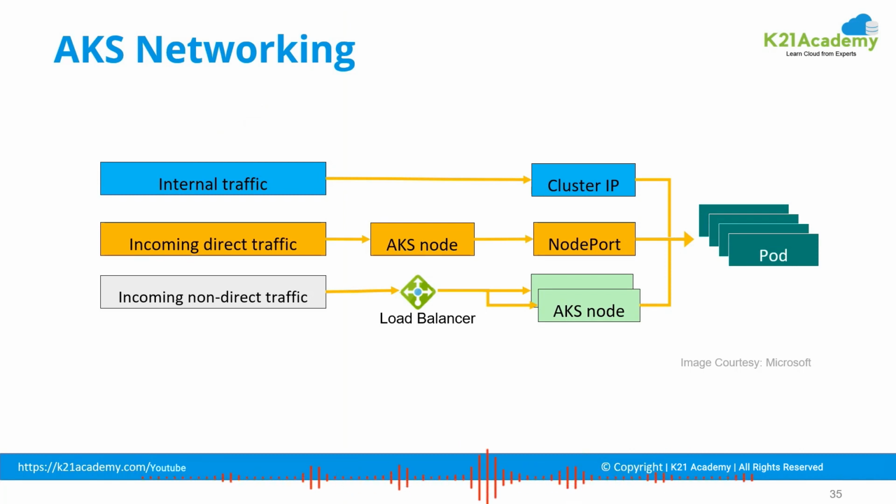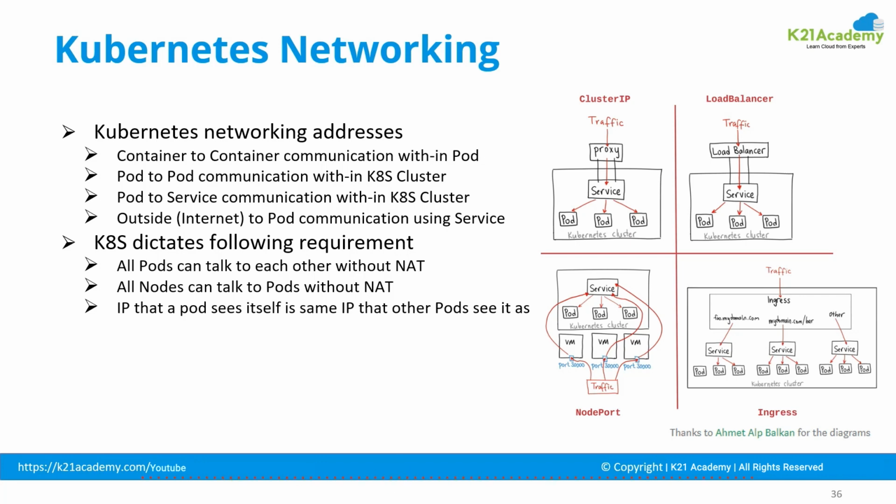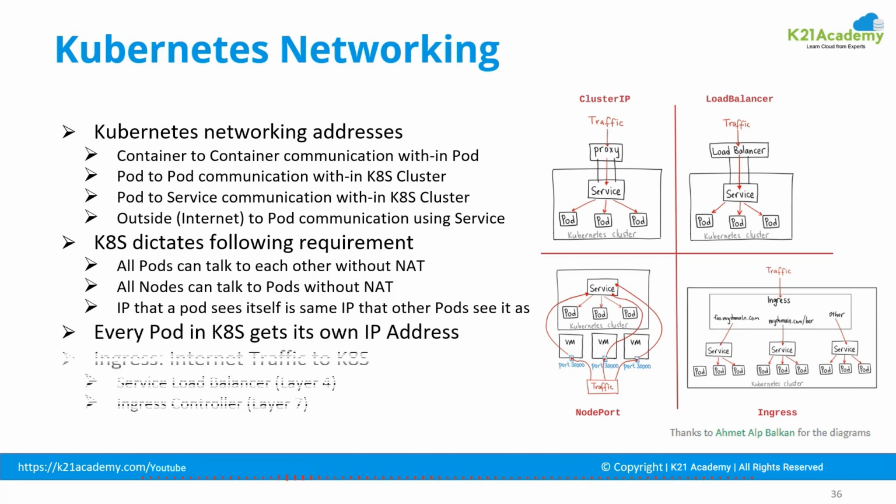In this lesson, we are going to talk about networking in Kubernetes as well as Azure Kubernetes Service. Now, this is a high-level networking view where you have networking traffic coming from internal within your Kubernetes cluster, incoming direct traffic and incoming non-direct traffic. It might sound confusing right now, but in a minute it will be clearer. And we'll also talk about Kubernetes networking.